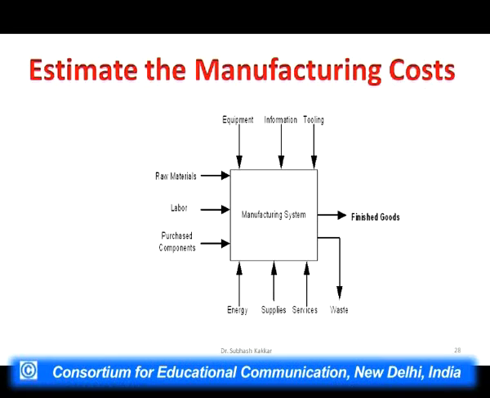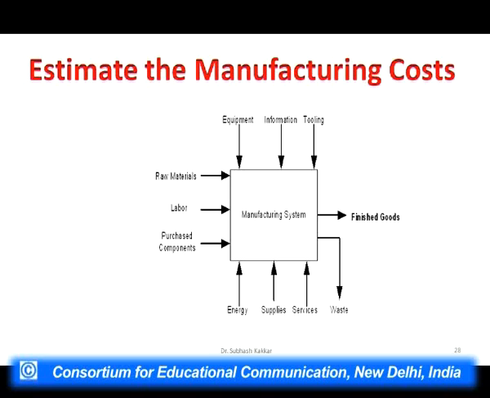Now, we will see how the manufacturing costs are estimated. In this diagram, we have shown the manufacturing system. What are the inputs to this manufacturing system and what are the outputs? Output definitely is the finished product, and one more output is also attached to the manufacturing system, and that is the waste. Two things come out of the manufacturing system. One is the finished product, other is the waste generated.